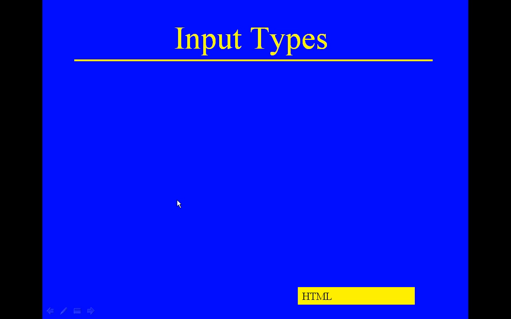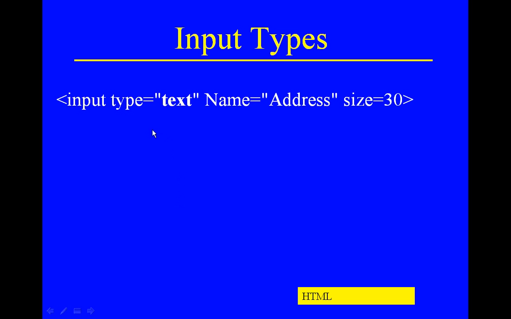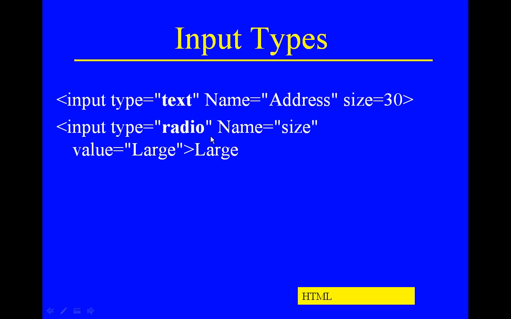Okay, so we want to make sure we know our input types. Text is a text box with the field name being address and the size of the text box. Radio button, remember, is only used once. Gender, pizza size, example of radio buttons. You only can have one response. So again, the name is the field name. The value is the individual choice. Then we still need some text outside of the tag for the user to see what they're choosing.